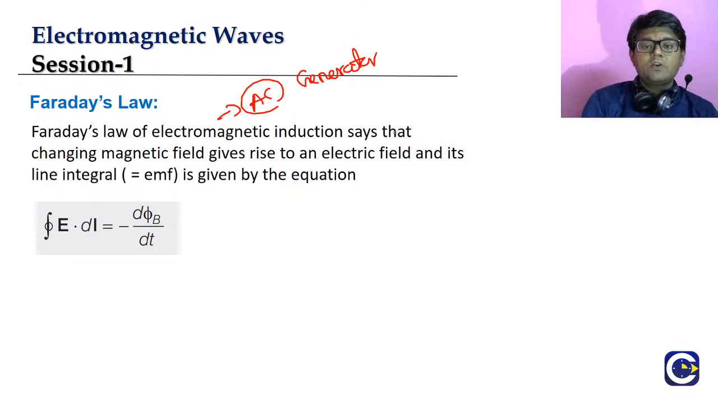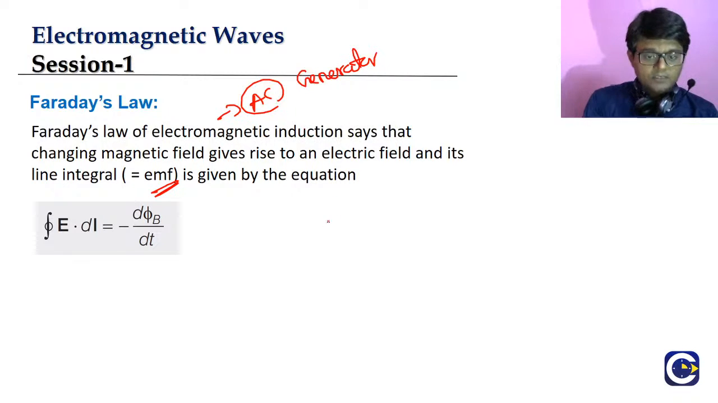What is Faraday's law of electromagnetic induction? When there is a changing magnetic field, that means a changing magnetic flux. So changing magnetic flux will be developing what? It will be developing an EMF. That is Faraday's law of induction, right?